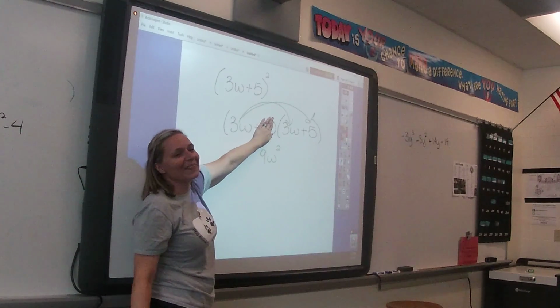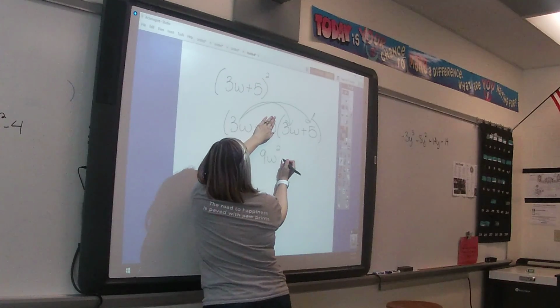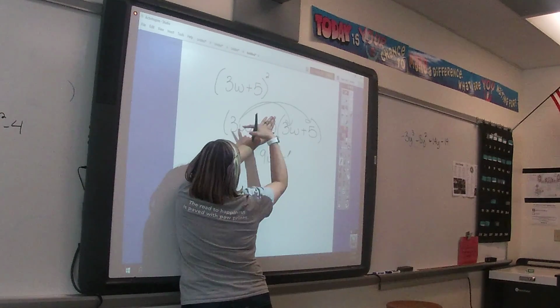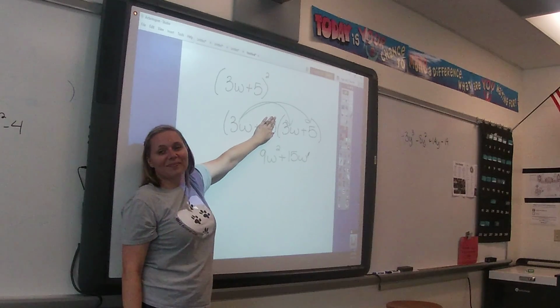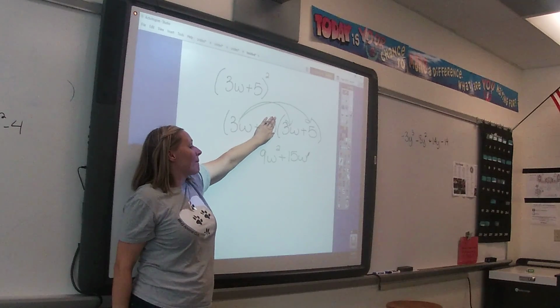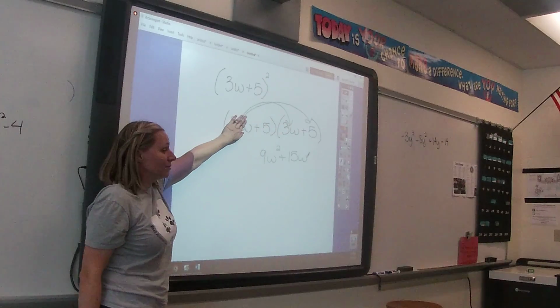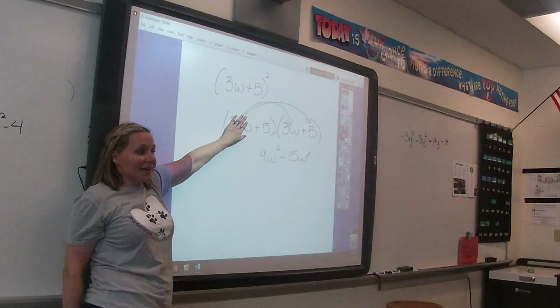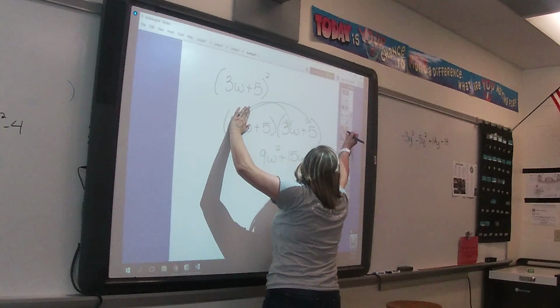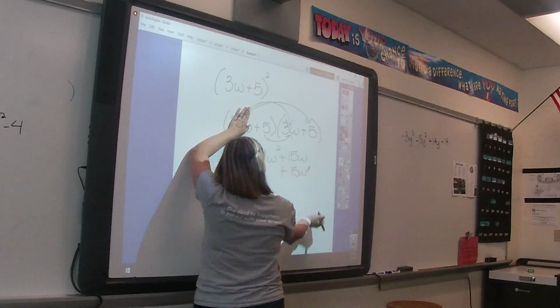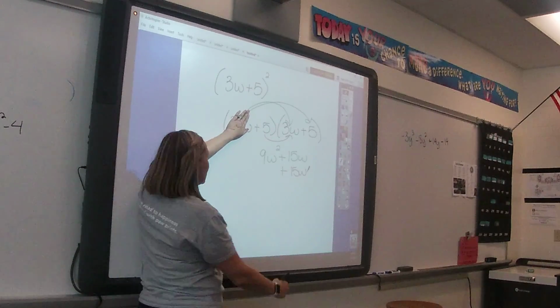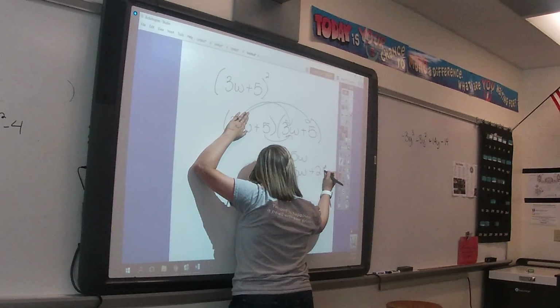Then we go here. What does this give us? 15w. Right, and then we switch. Now we have 15w again, so I'm going to write it underneath. Plus 25.